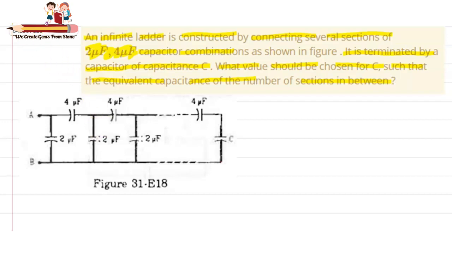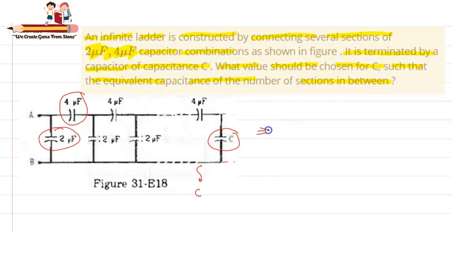As per the question, we have two capacitances, 2 microfarad and 4 microfarad, which form an infinite ladder, and this infinite ladder is terminated by using this capacitance C. So we can say that if we terminate the whole section, the capacitance will be equal to C.